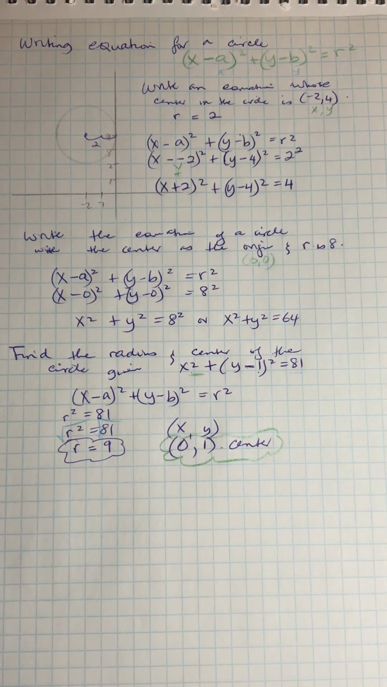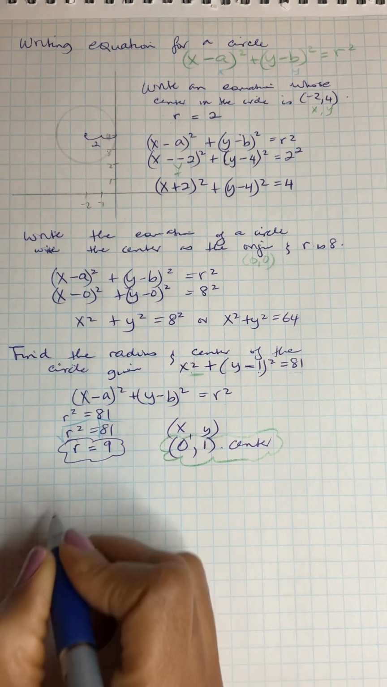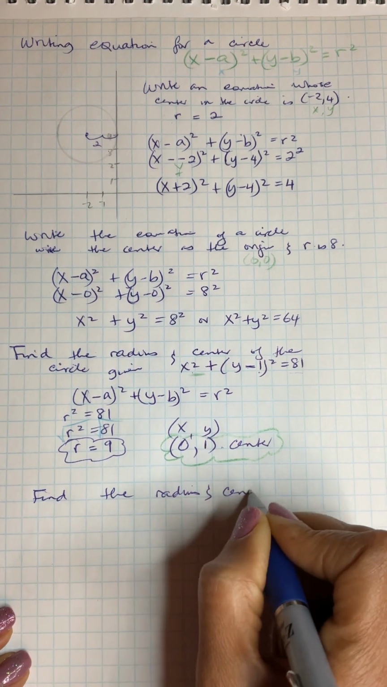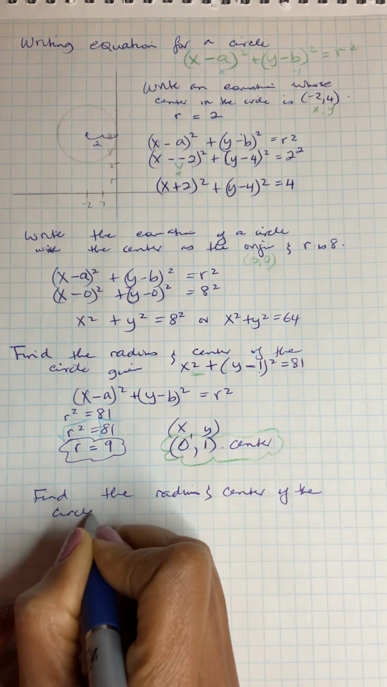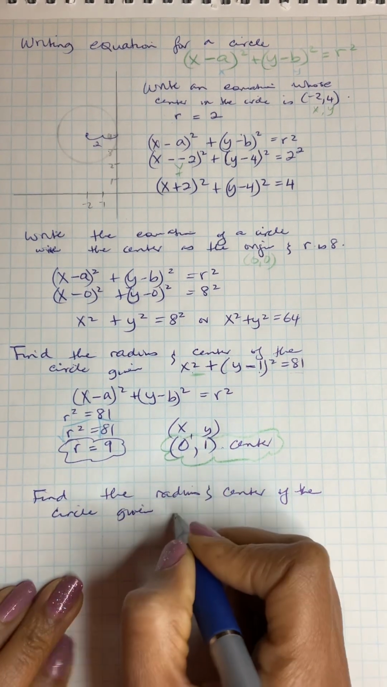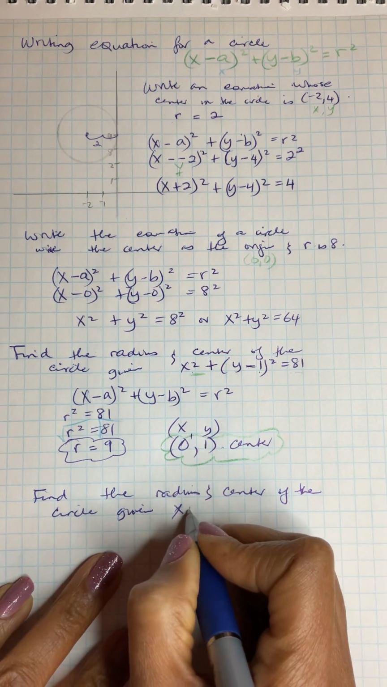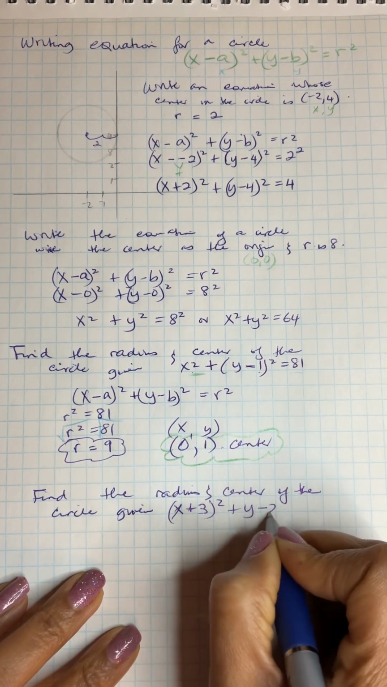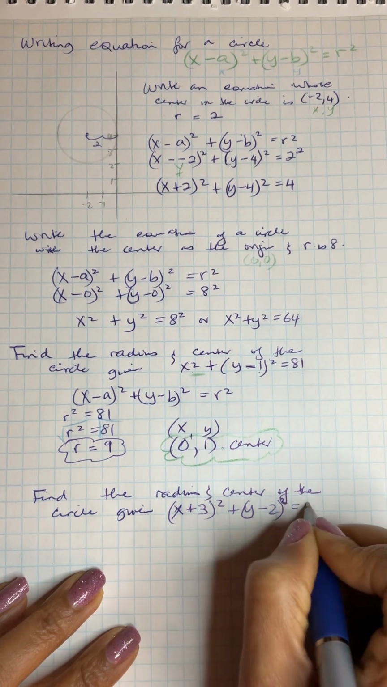Now, that's a simple scenario. There are cases where they will give you other kinds of questions. I'll give you another example. Find the radius and center of the circle given x plus 3 raised to the second power plus y minus 2 raised to the second power equals 49.